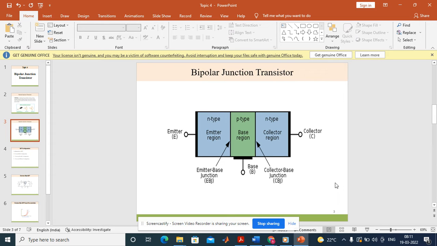Here we can see the structure of an NPN transistor where the emitter is of N type, the base is of P type, and the collector is of N type. The junction between emitter and base is known as the emitter base junction, and the junction formed between the base and the collector regions is known as the collector base junction. The three terminals are taken out of the three regions of this transistor and named emitter, base, and collector.